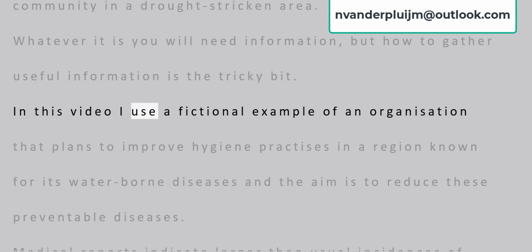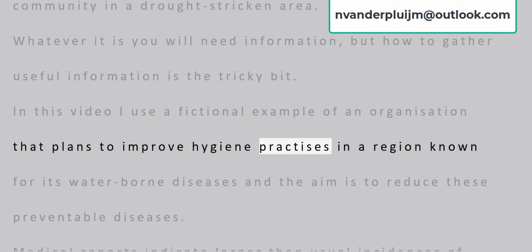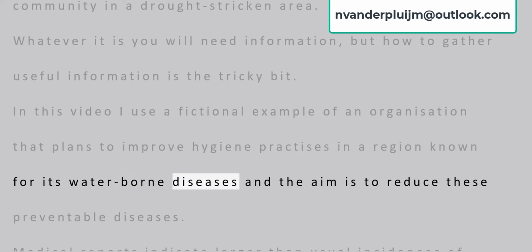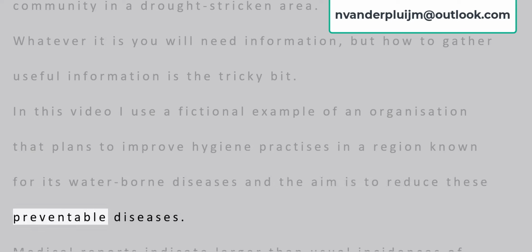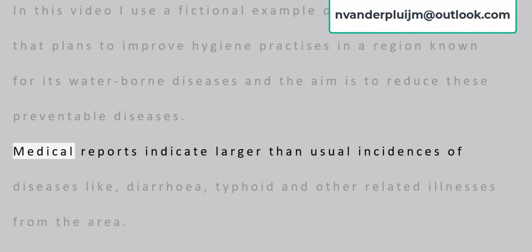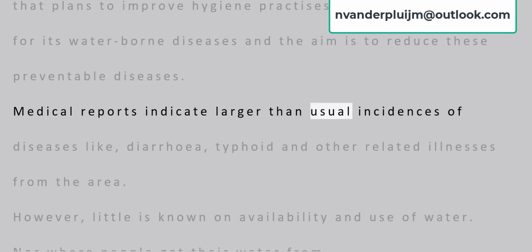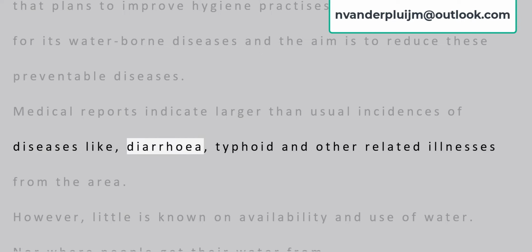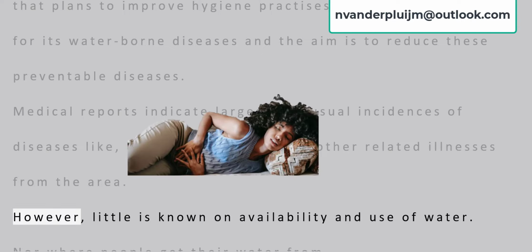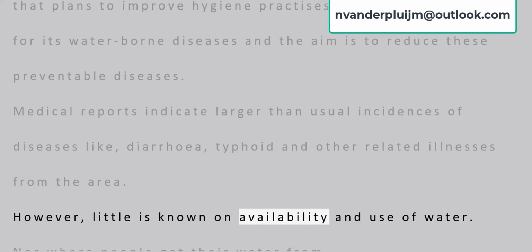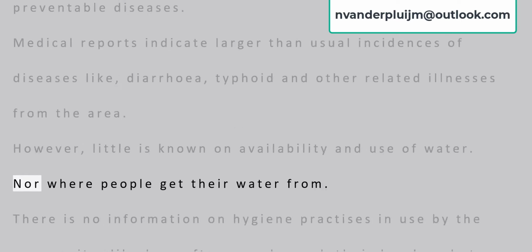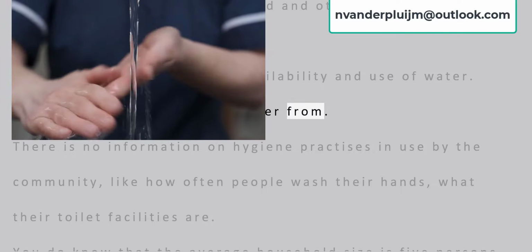In this video I use a fictional example of an organization that plans to improve hygiene practices in a region known for its waterborne diseases, and the aim is to reduce these preventable diseases. Medical reports indicate larger than usual incidences of diseases like diarrhea, typhoid and other related illnesses from the area. However, little is known on availability and use of water, nor where people get their water from.